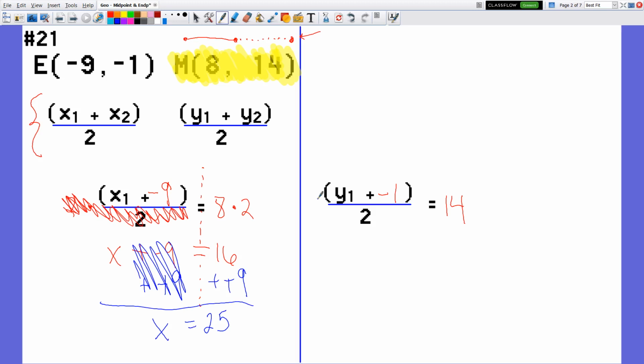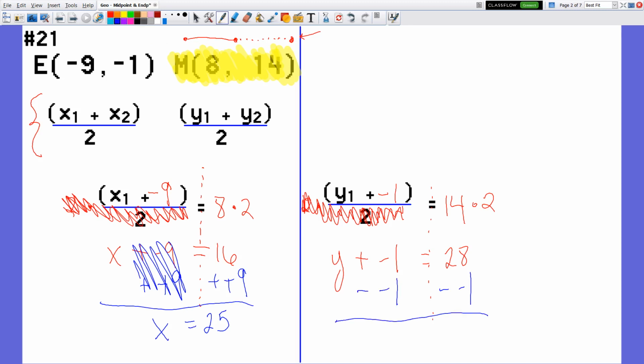Going over to do the same exact thing over on the y values. Times 2, times 2. So this is going to go away, because whenever we cut something in half, then we multiply those halves by 2, it becomes 1. A half plus a half equals 1. And then 14 times 2 is 28. So same thing over here, minus a -1, we're doing the opposite operation.